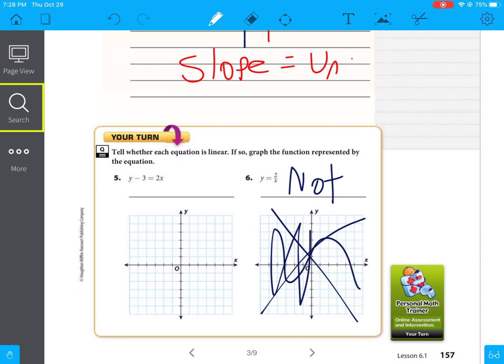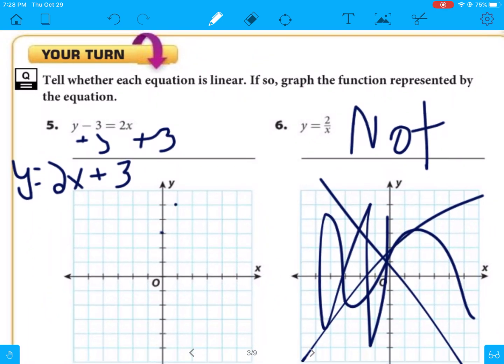But for number 5, you can basically put it in y equals mx plus b. If you want to, we can add 3 to both sides. And then you would get y equals 2x plus 3, where 3 is your y-intercept, and then your slope is going to go up 2 over 1. So you should remember how to graph. Remember, your y-intercept is your 3, and then 2 is your slope.